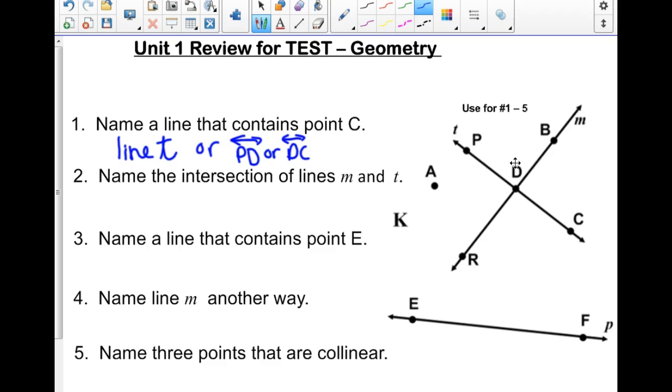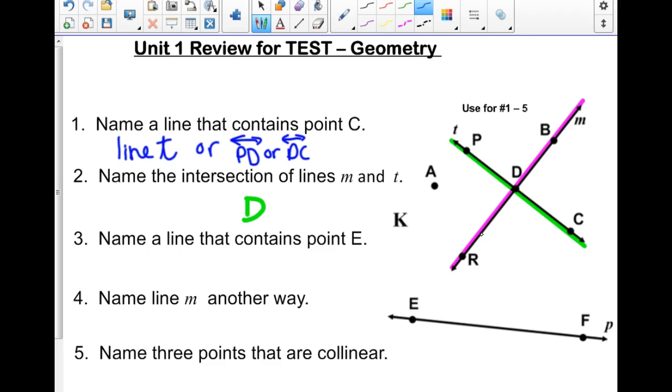Name the intersection of lines M and T. Where they meet, that's what intersection means. So where they cross would be point D. Right there. So the answer is D. You can write point D, or the word point, or just write D.